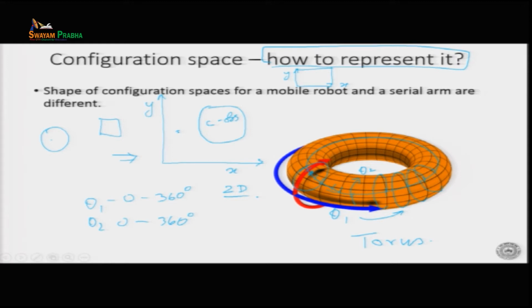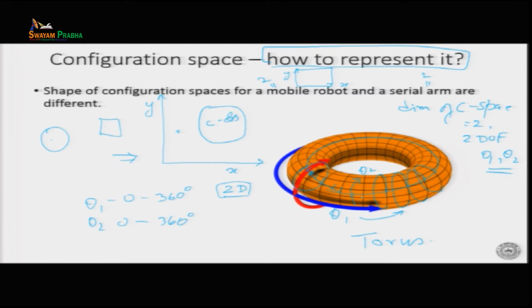Now for a serial arm robot, the dimension of this configuration space, the dimension of C space, is also 2, because there are 2 variables, 2 degrees of freedom, which are theta 1 and theta 2. So the dimension of the configuration space for a mobile robot is 2, and that of a serial arm is also 2. But I could represent the C space of a mobile robot in xy in 2D, whereas I cannot represent the C space of a serial arm in 2D, because I cannot draw this torus in 2D.